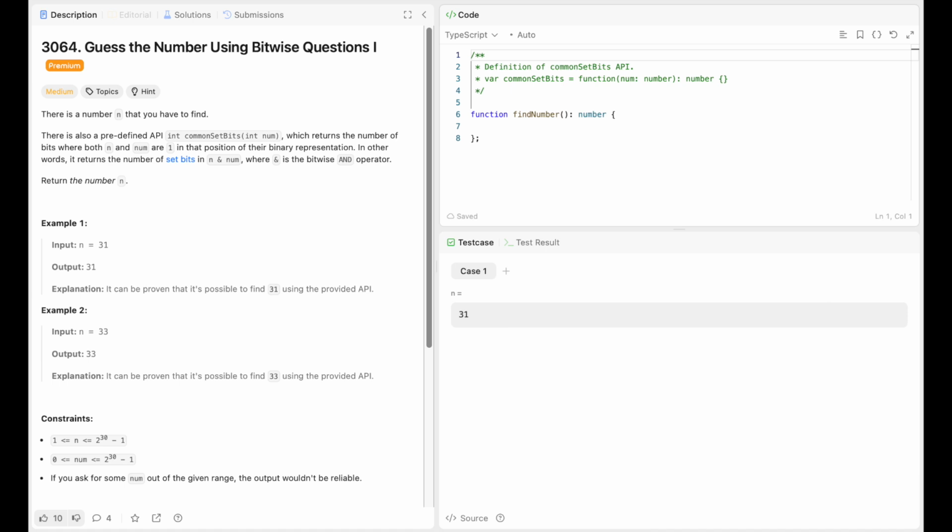Today we're going to solve Leetcode 3064, Guess the Number Using Bitwise Questions 1. It's a medium level question. There's a number n that you have to find.